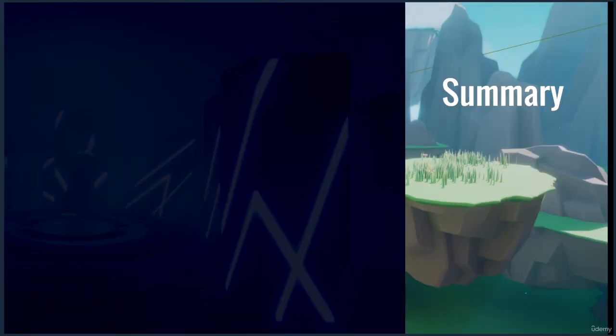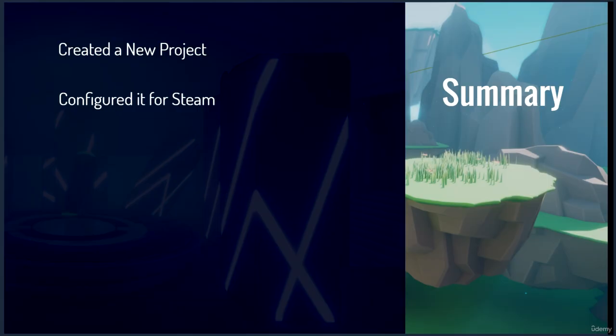So in summary, we created a new project and configured it to use Steam as its online subsystem. We also accessed the online subsystem from within the character class, and we even created a pointer to the online session interface. We'll be using this pointer in the next lecture.